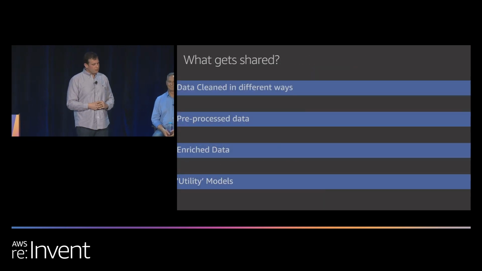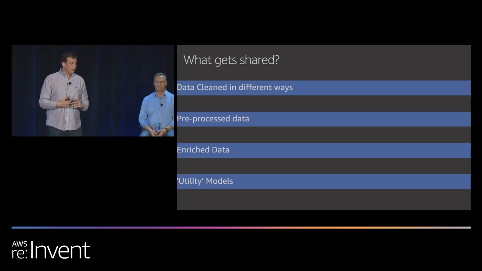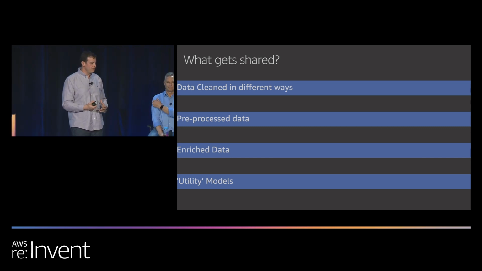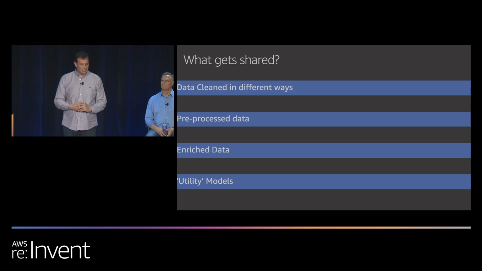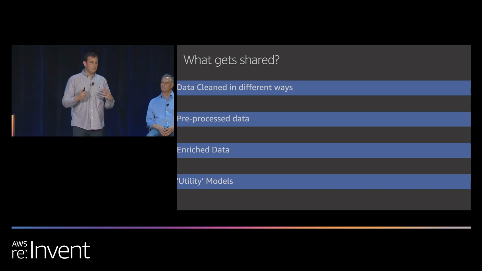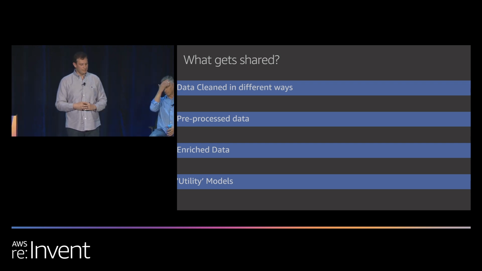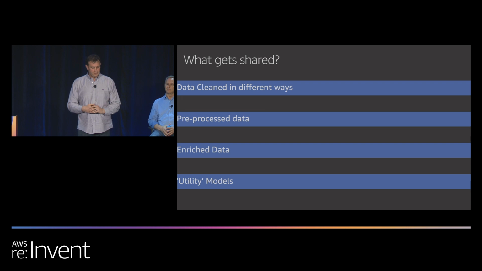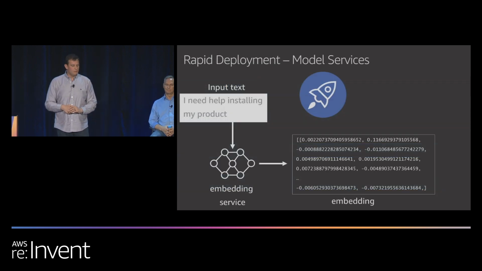What do we share? We share all the data that we've cleaned, all the pre-processed information, all the enriched data, and then a wide variety of the utility models. All of those things help us a lot because they allow us to get much faster at iterating through models, much faster at handing off code, and much faster at repurposing specific models for things. And where you have things like these fine-tuned models, they're extremely useful to be able to share those in a rapid way. We're also experimenting with the use of model services.